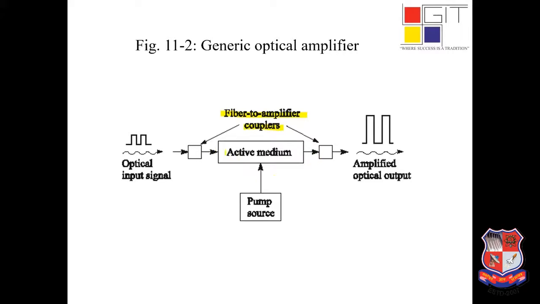So here you have an active medium. Being an active medium, it requires an external source of power to operate. As you can see, your input signal comes in, there is an active medium which gets its power from the source. Power comes in, the active medium thus amplifies the signal, and then you have your amplified signal as the output, which is then further passed on down the optical fiber cable as and when needed.